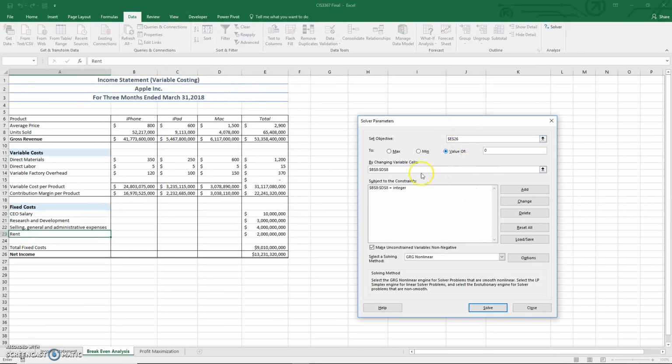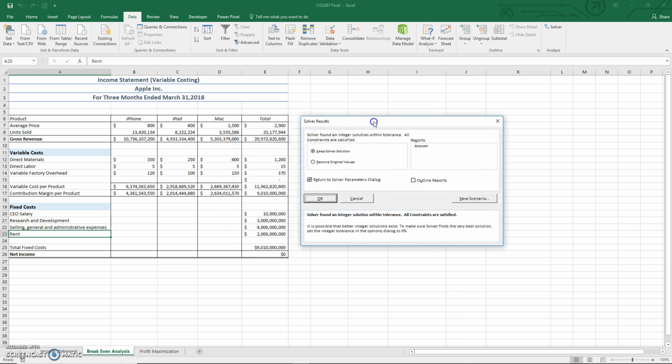The set objective is cell E26 as seen here, with a value of 0, and the changing variable cells will be the units sold from B8 to D8, and the one constraint that we want to put on is that B8 to D8 should be integers. After this, we hit solve, and as you can see, our net income now is 0, and total number of products sold is about 25 million as compared to our 65 million.